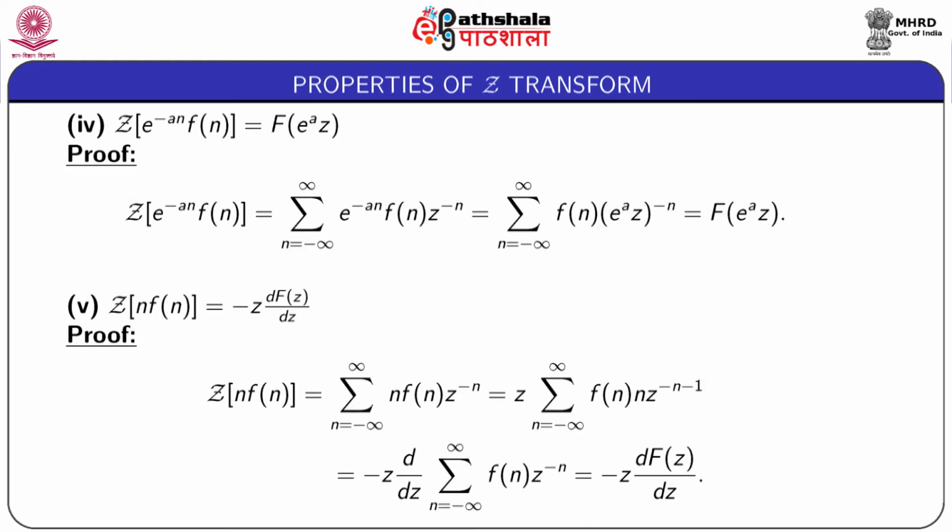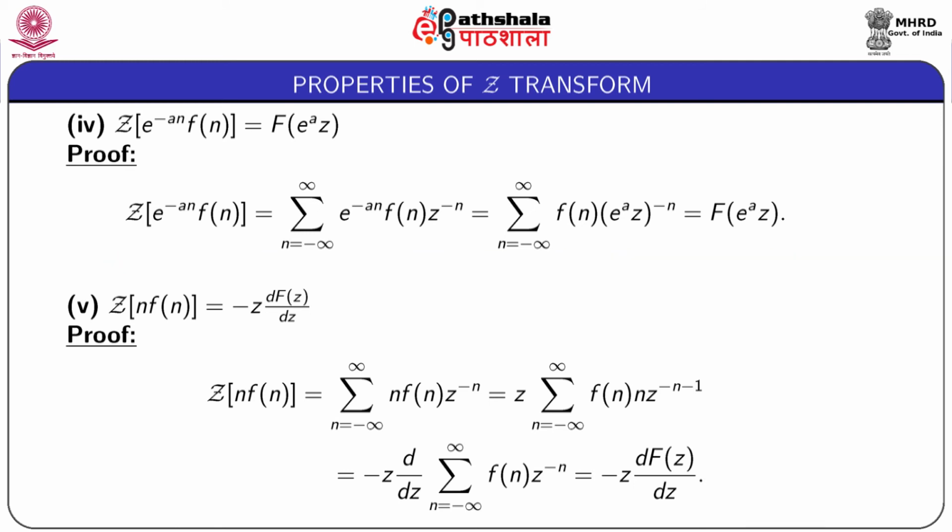Next, fourth property is Z transform of e to the power minus a n f(n) equal to F of e to the power a z. For proof, we start with Z transform of e to the power minus a n f(n), which is equal to, according to definition, summation n equal to minus infinity to plus infinity e to the power minus a n f(n) z to the power minus n. This we can write as summation n equal to minus infinity to plus infinity f(n) (e to the power a z) whole to the power minus n, and that is equal to F of e to the power a z.